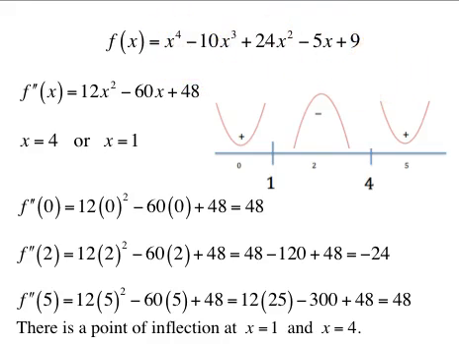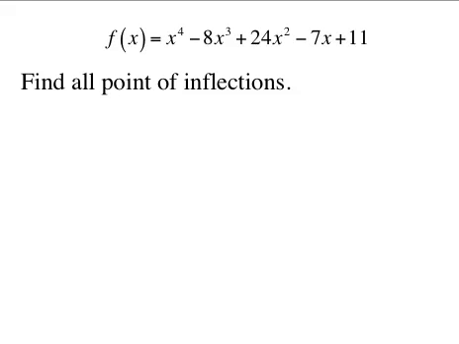Let's take a look at one more example. This time we have f of x is x to the 4th minus 8x cubed plus 24x squared minus 7x plus 11. We want to find all points of inflection. So let's remind ourselves of the process. Find the second derivative, set it equal to 0 to identify the candidates, and then check to make sure that the concavity changes on either side of that potential point of inflection.